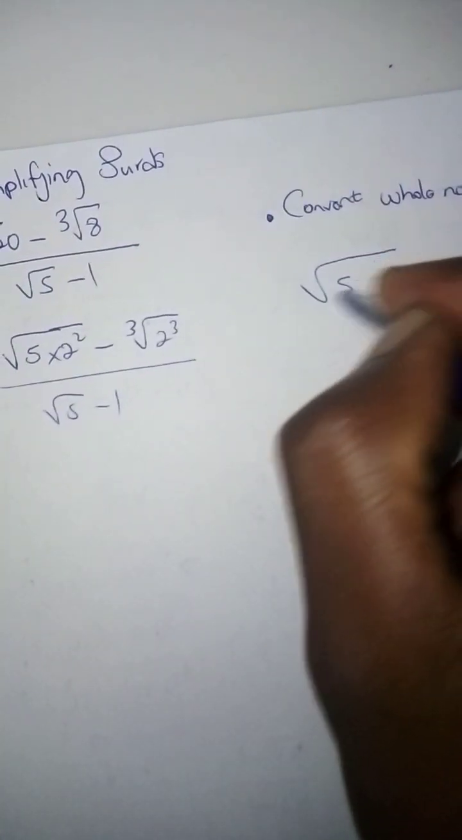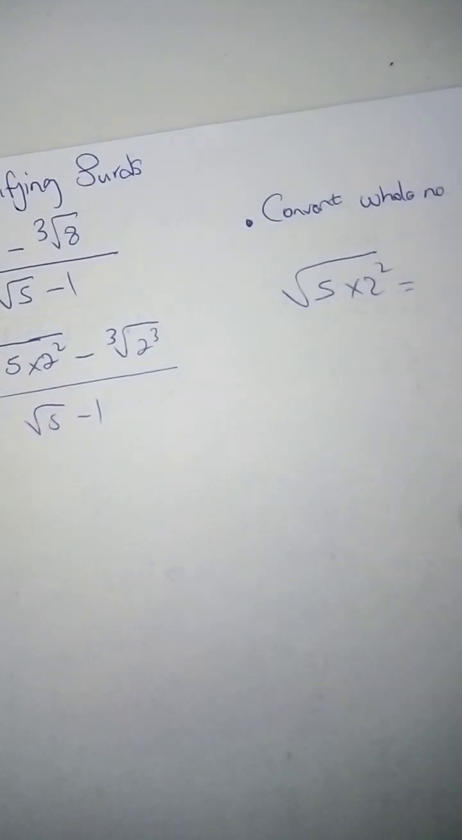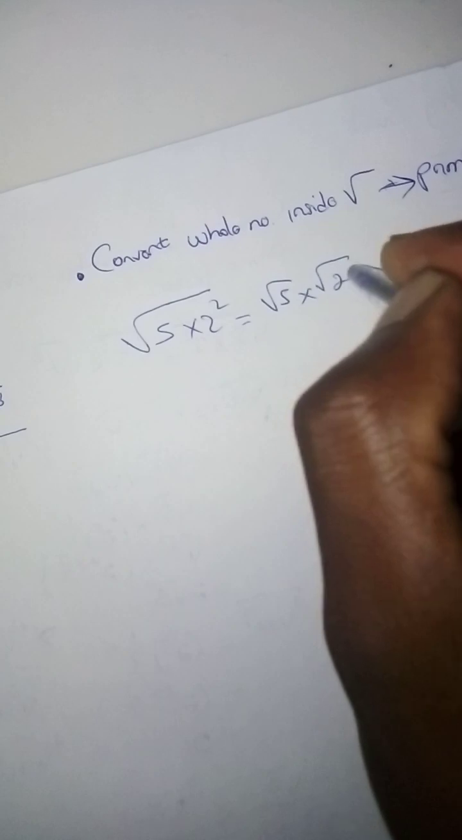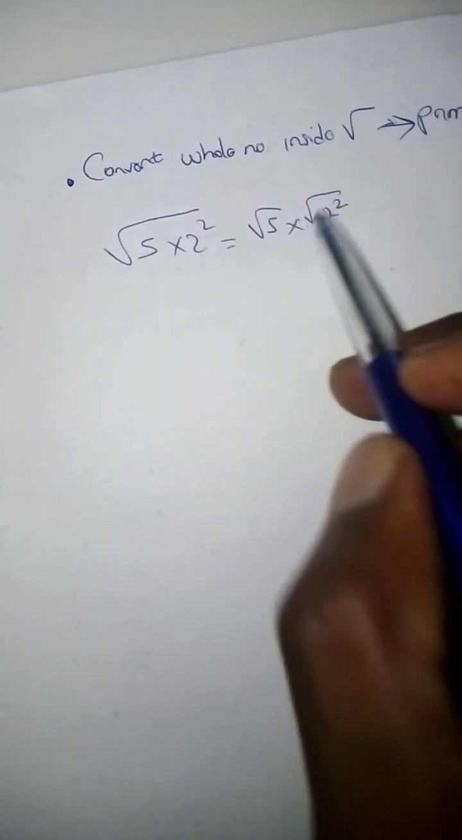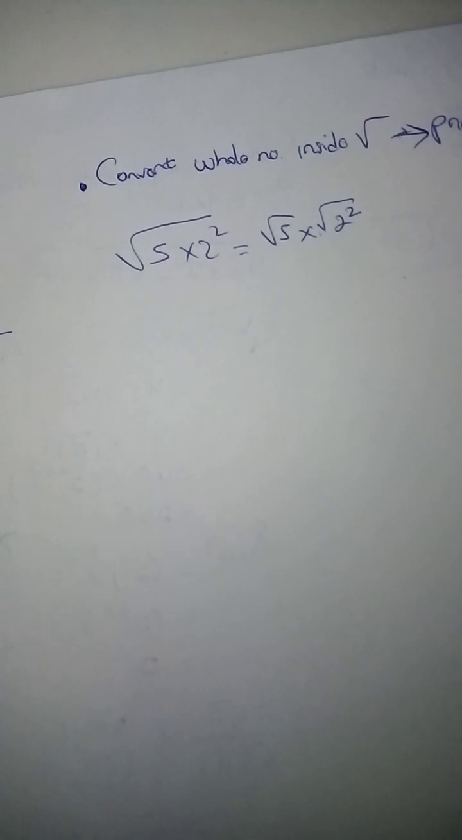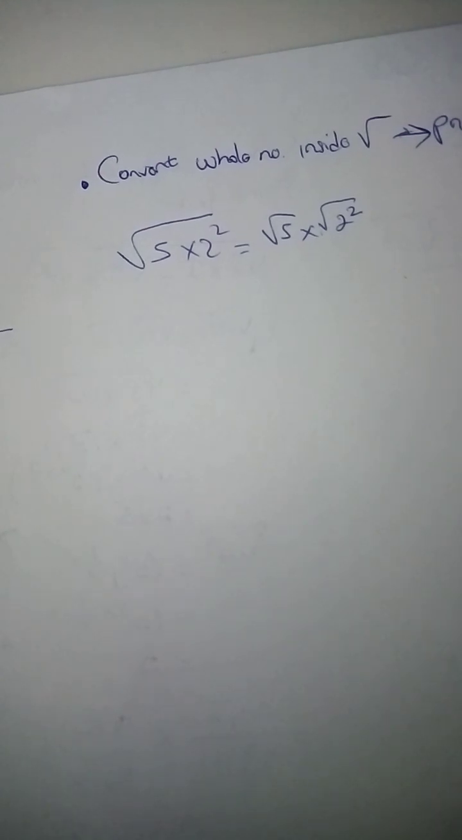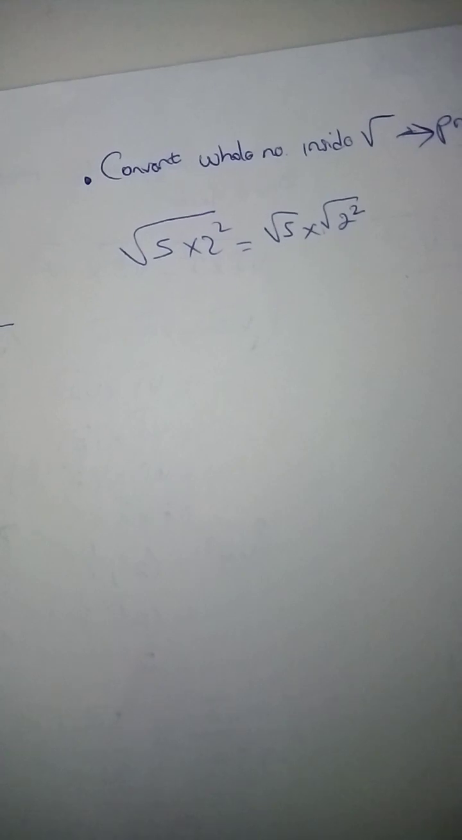So we have 5 times 2 squared. This would be equal to a square root of 5 times a square root of 2 squared. Now, the reason why we can separate them and use the same square root at the same time is because they are multiplying each other.